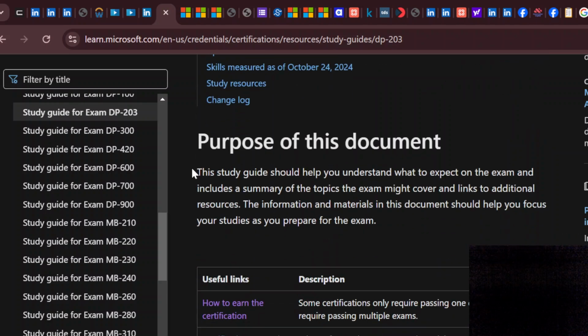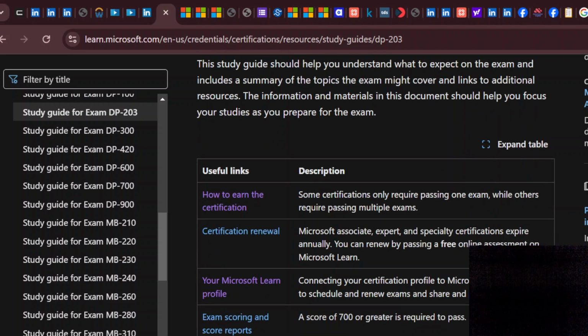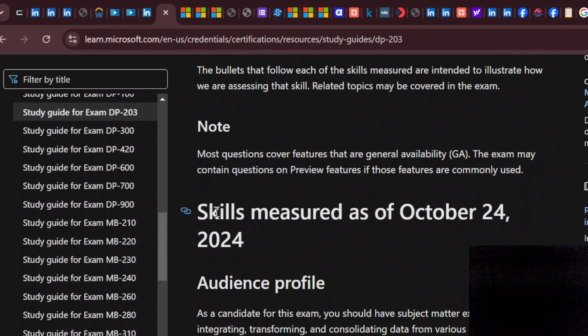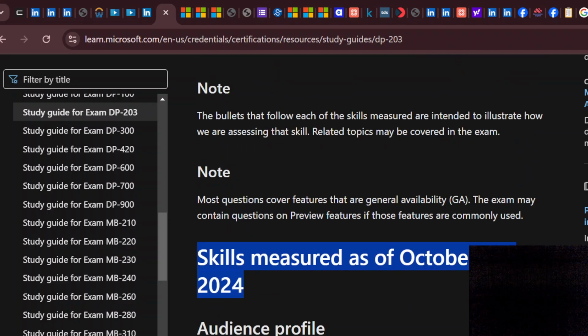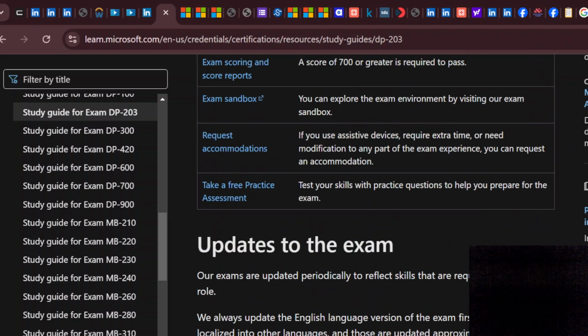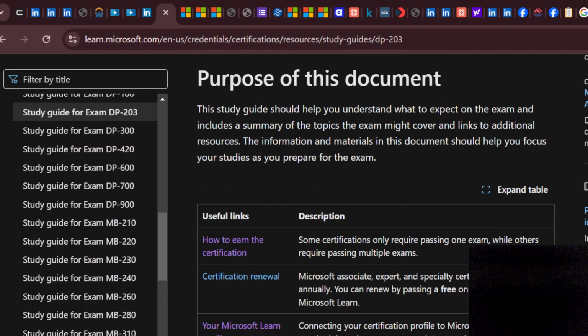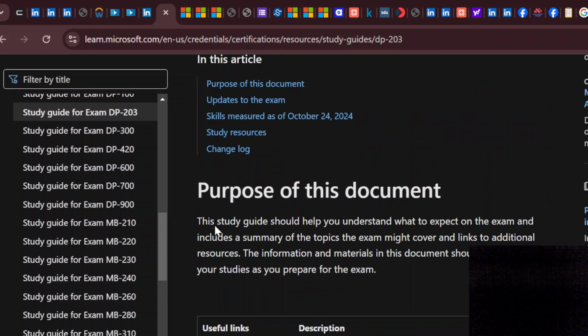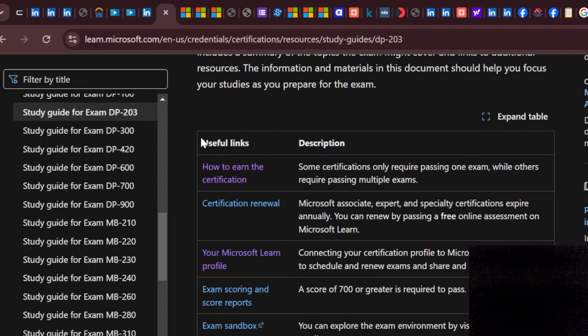So the purpose of this document. I would say the most important one would be the skills measured. We'd go through each skill one by one, and what the subjects of each of the functionalities of data engineering in Microsoft Azure are. But just going at a high level around this, they provided some useful links in the study guide.